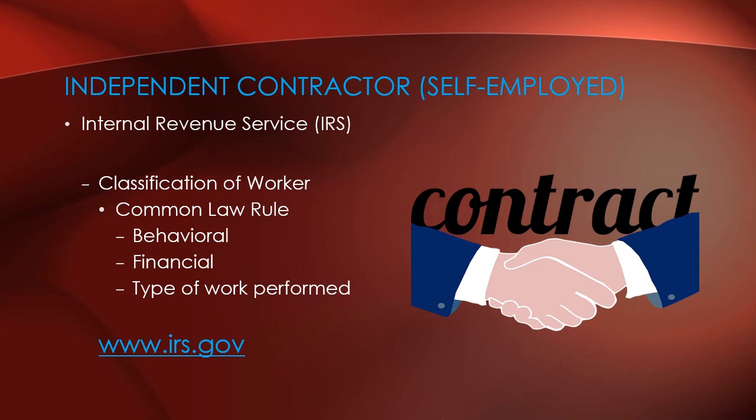Independent contractors are self-employed workers. The regulations for the self-employed are determined by the Internal Revenue Service, or IRS. The classification of these workers falls under the common law rule, which is based on behavioral, financial, and the type of work performed. More information about this topic can be found on the IRS website.